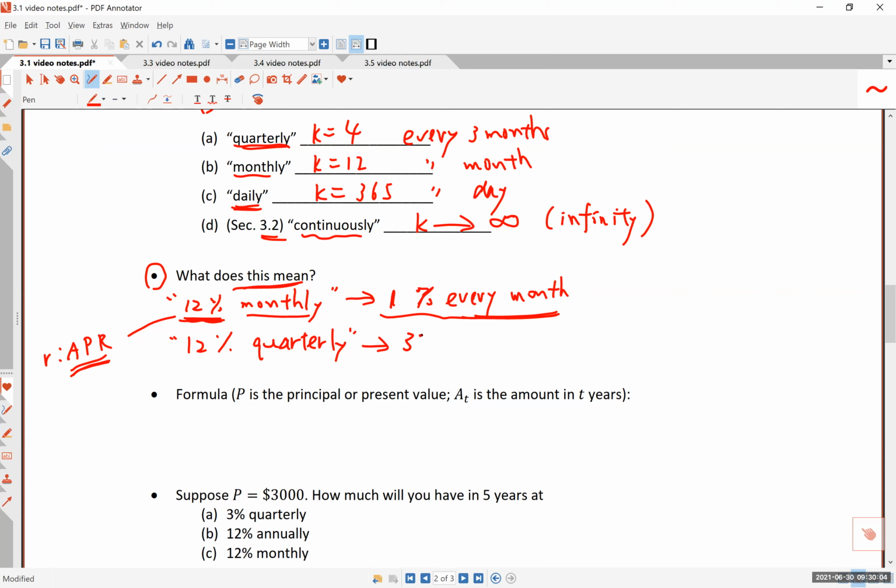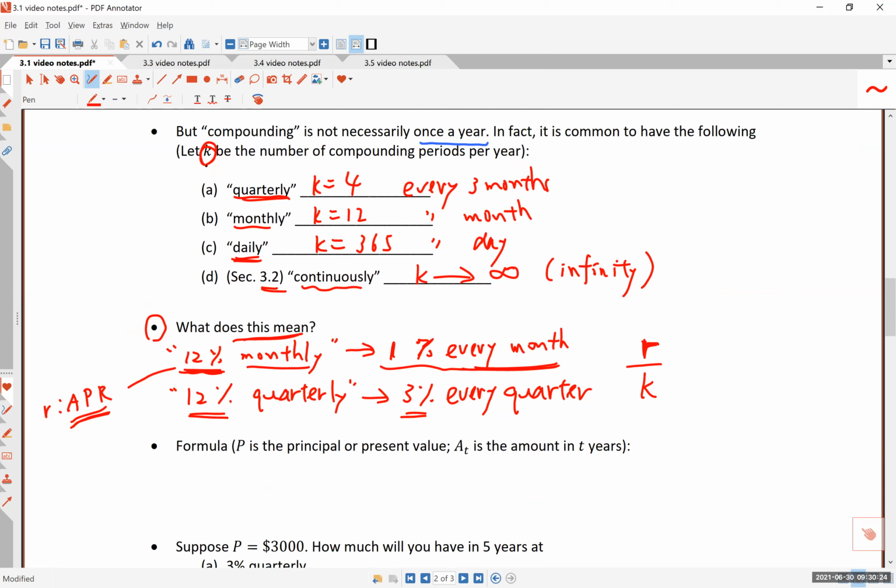This means 3% every quarter, every 3 months. Okay, so how am I getting this? You can tell all I'm doing is taking that R and dividing by the number of times compounding is calculated, which is K. This is the number I was referring to here. And so this is called the rate per period.